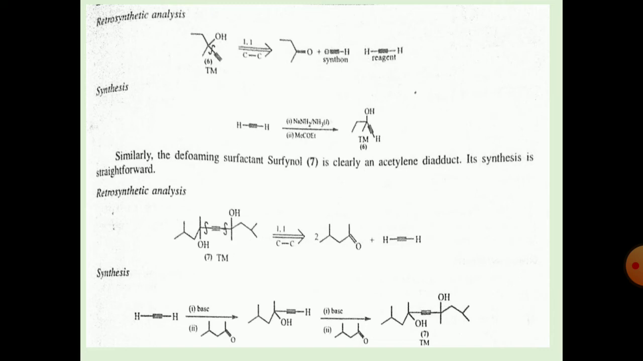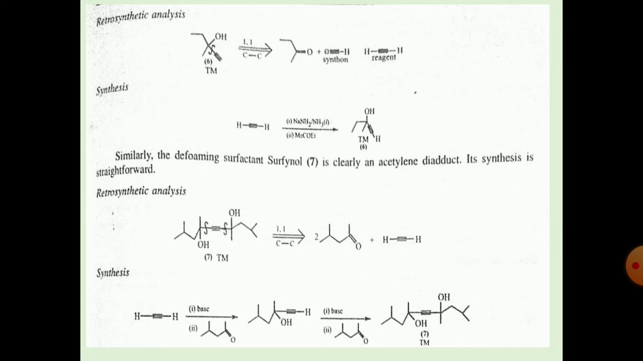The acetylene is reacted with NaNH2 in ammonia. They act as a base to abstract the proton from the acetylene, and this anion, the nucleophile, attacks the ketone group, with the formation of this alcohol. Similarly, this compound is clearly an acetylene adduct, and the synthesis is straightforward.